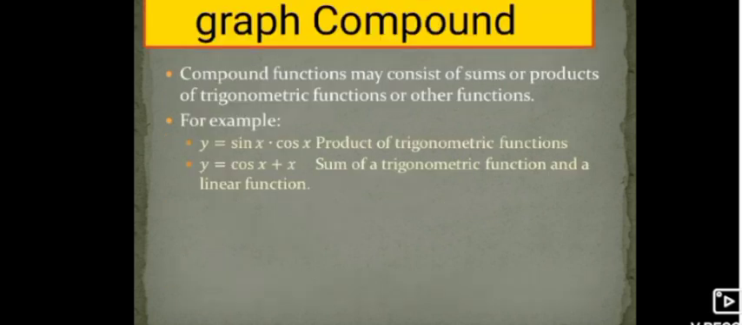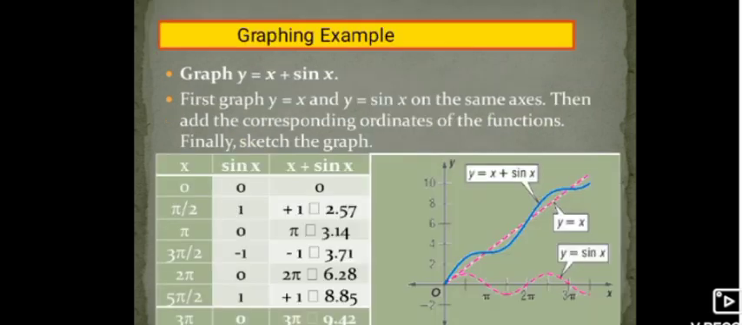Graph compound functions. A compound function may consist of sums or products of trigonometric functions or other functions. For example, y is equal to sine x times cos x, a product of trigonometric functions. y is equal to cos x plus x, a sum of a trigonometric function and a linear function.